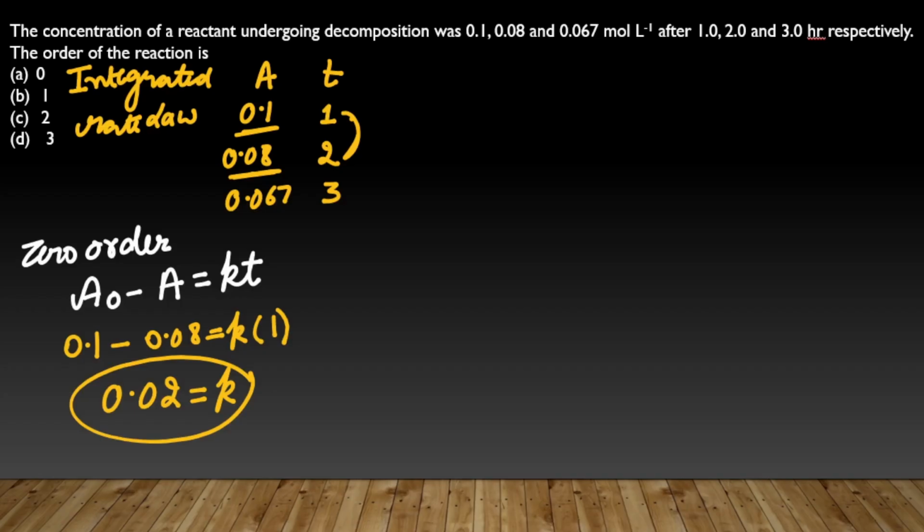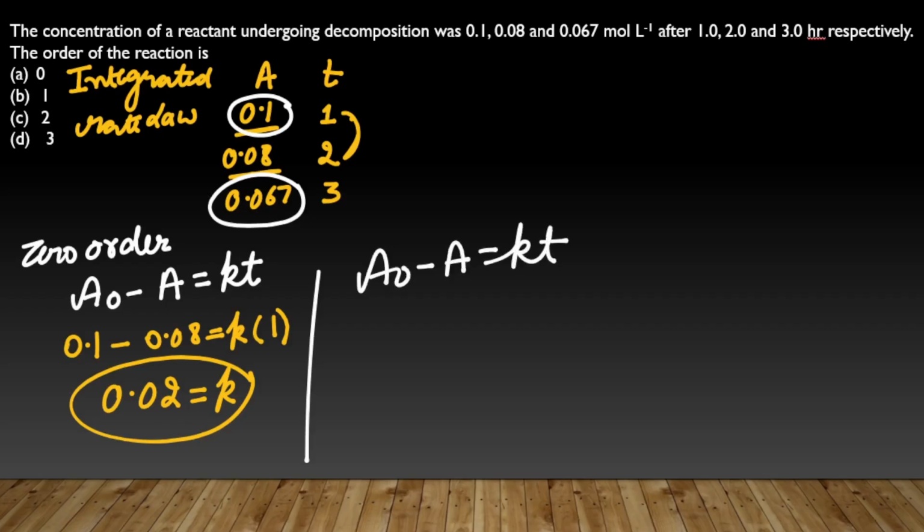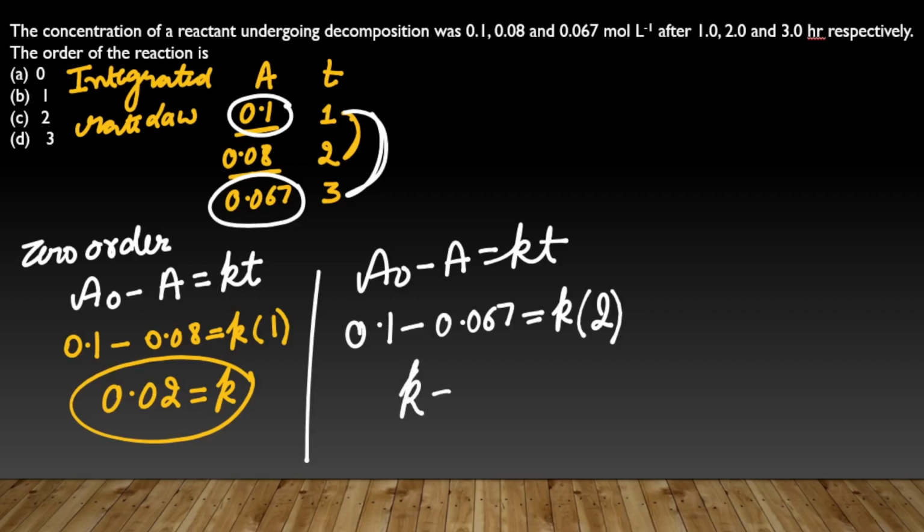Now the next time, using the same integrated expression, but this time using this particular data. So in that case, A naught minus A is equal to Kt. A naught is again 0.1. This time the A value is 0.067. This is equal to the rate constant K times the time span, 1 to 3, which is 2 hours. Right? So solving this, we get 0.033. So K will be divided by 2. Solving this, we will be getting 0.0165 as the rate constant.